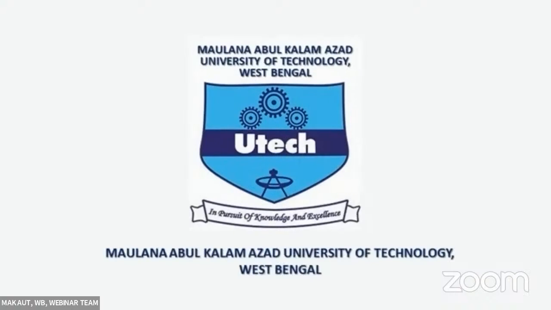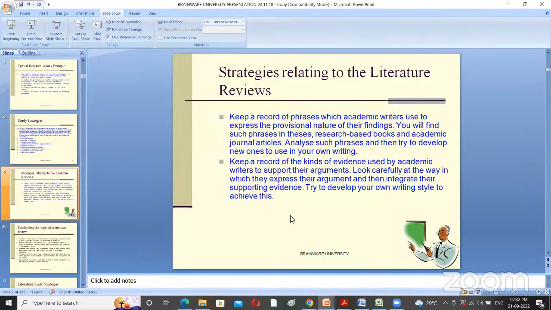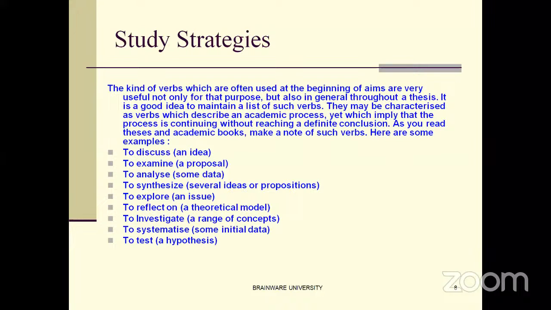Sir, I am trying to get that point, that means the writing methods, what verb should be used. You are saying yes. Write to proposal. To proposal does not have any meaning. You can write to propose. And I have suggested here to examine. To examine means to propose. You can write to have an idea. Okay, sir. Instead of to discuss, you can write to have an idea.